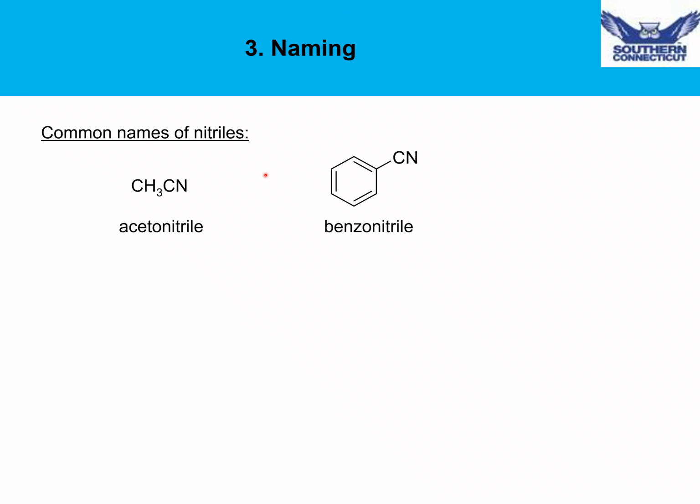Common names that you should try to remember for nitriles are acetonitrile, which has these 2 carbons, and benzonitrile, which has a benzene ring attached to a nitrile group.